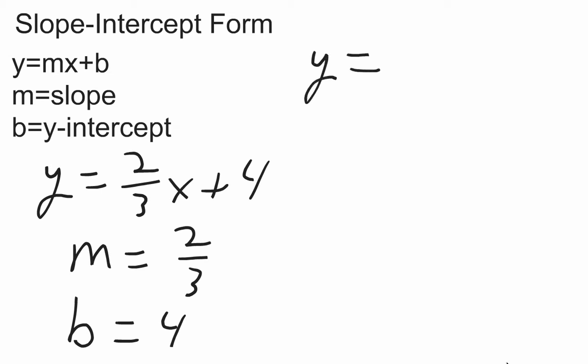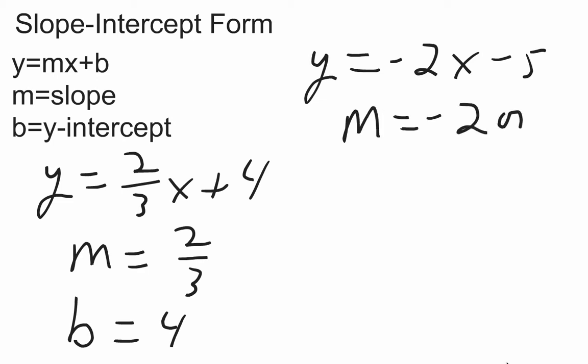Another example would be y equals negative 2x minus 5, so the slope equals negative 2, or negative 2 over 1, and the y-intercept equals negative 5. So it crosses at negative 5, and the slope is negative 2, so I'd go down 2 over to the right 1, and keep doing that, and then connect the points.